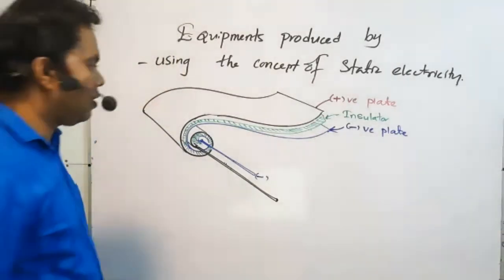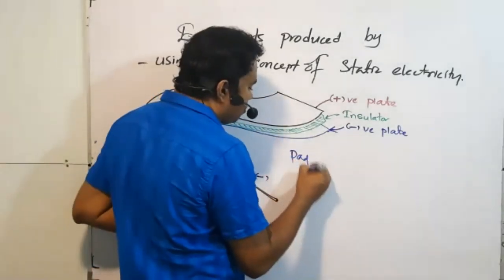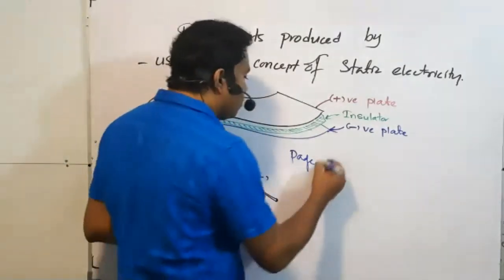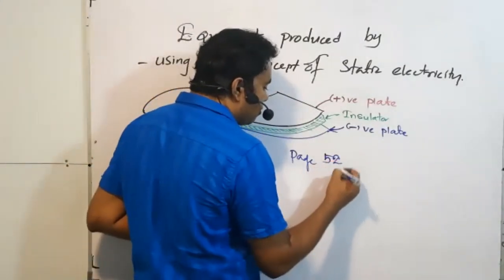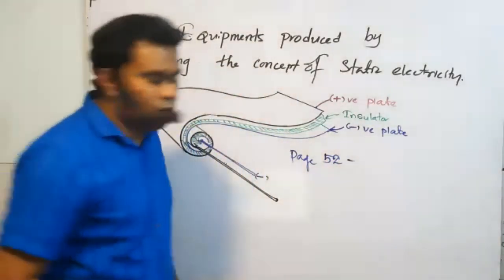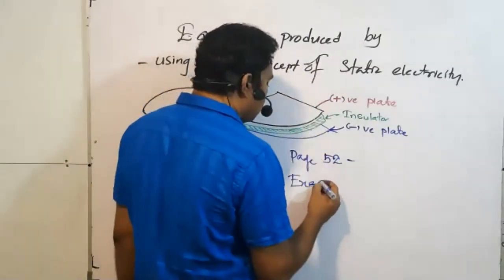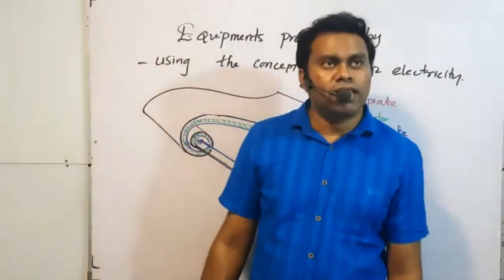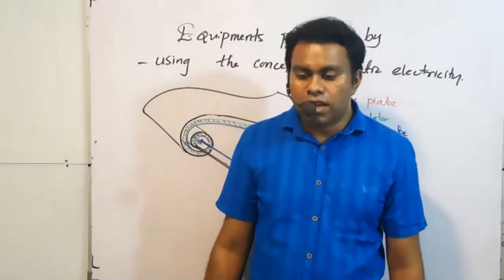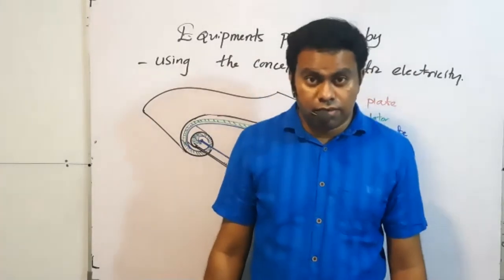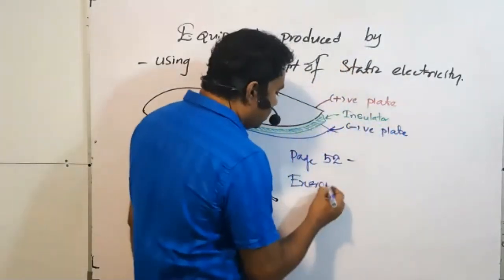You can write the answer to that too. Page number 52, Exercise 1. That's associated with this capacitor. That one also we should send on Sunday? No, I'll give another chance to you. So you can do it Wednesday. Okay? Exercise one.